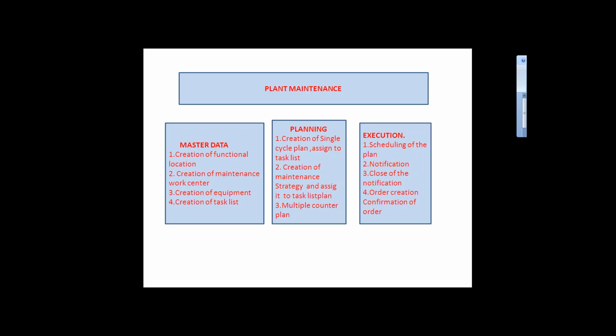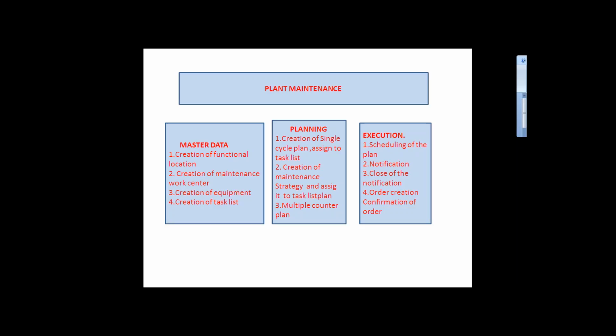Then depending upon the task, we will create planning with a single cycle. For example, if it is a simple activity, every day I want to clean for a period of 30 days, so I just want a notification for a period of 30 days. Those kinds of activities we plan in a single cycle plan.